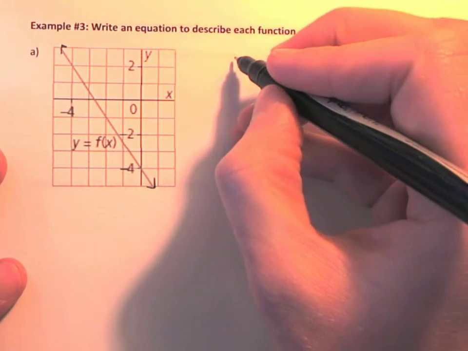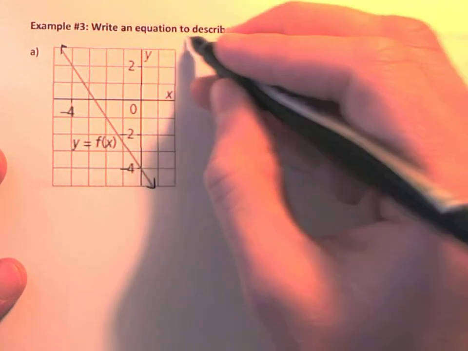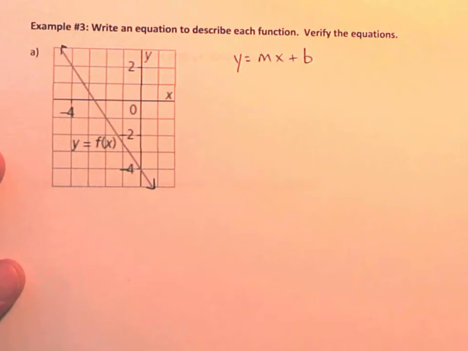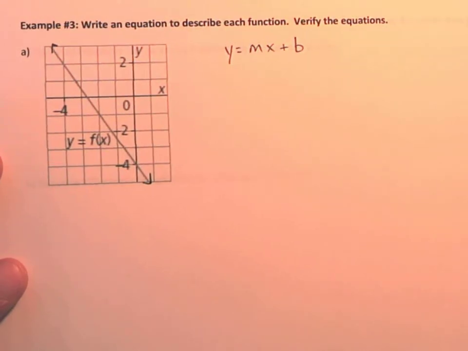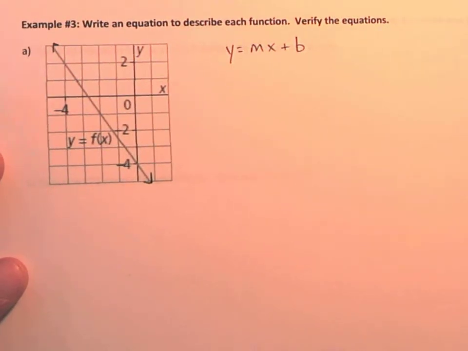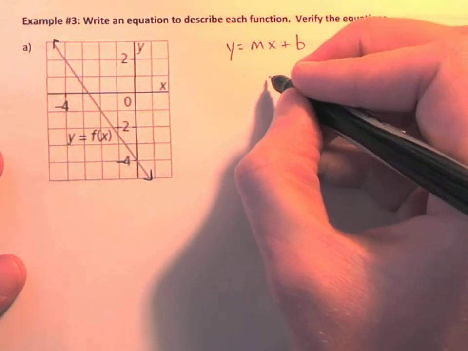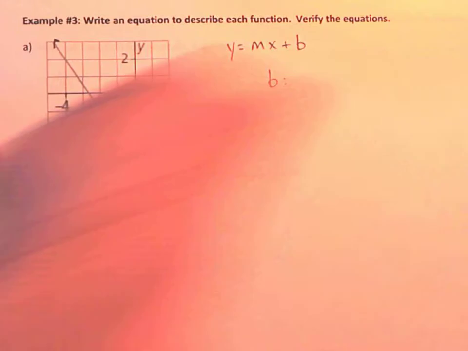Well, we know we need to write an equation, and it'll probably look like the only one that we've seen, which is y equals mx plus b. So we need to find out what b is, and we need to find out what m is, and then we're done. So let's find out what b is first, because that's usually where you start.